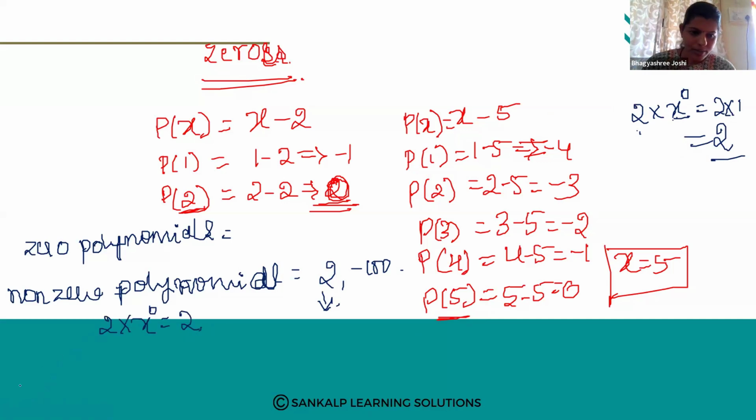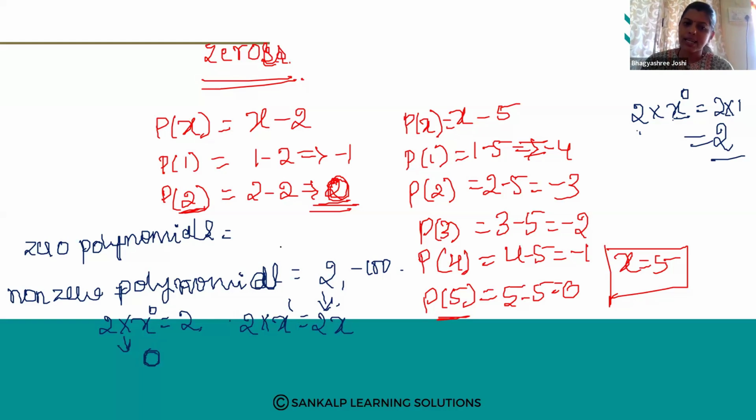If I multiply 2 into x raised to 1, what will I get? 2x. See, 2 into x raised to 1, then x raised to 1 is x, so I will get 2x. But I don't want 2x, I want only x. So for that, the highest degree is 0. x raised to 0 value is 1. So 2 into 1 is 2. So the degree of this polynomial is 0.